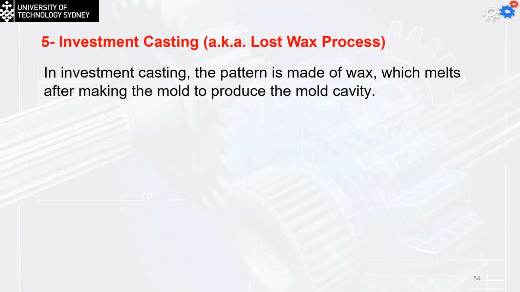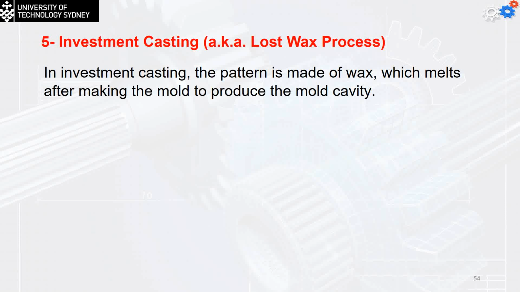Multiple temperature waxes can make multiple layers, and each one is going to be melted at different temperature and leave the cavities inside. So the pattern is going to be made of wax, which is going to be melted after making the mold to produce a mold cavity. So this is an example, again, to make the wax pattern, put them on the wax sprue, make something like a tree, just stick them together.